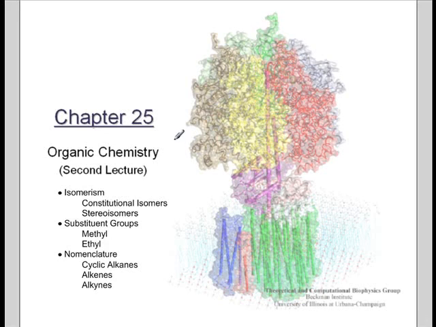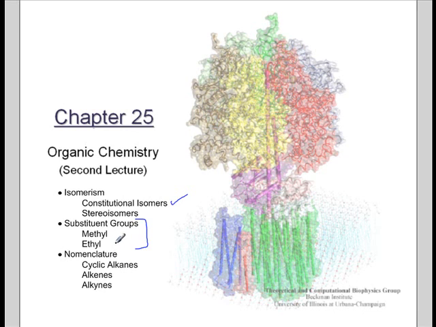Okay, so here on the second presentation for Chapter 25, I want to continue talking about a few topics from the first presentation. Specifically, what I'm thinking of here is this topic of constitutional isomers and then the substituent groups. I'm going to extend this to other functional groups, and I'm going to talk about additional substituent groups that we need to know. Like methyl and ethyl were the two that we saw in the first presentation. We'll see 3, 4 more for this one.